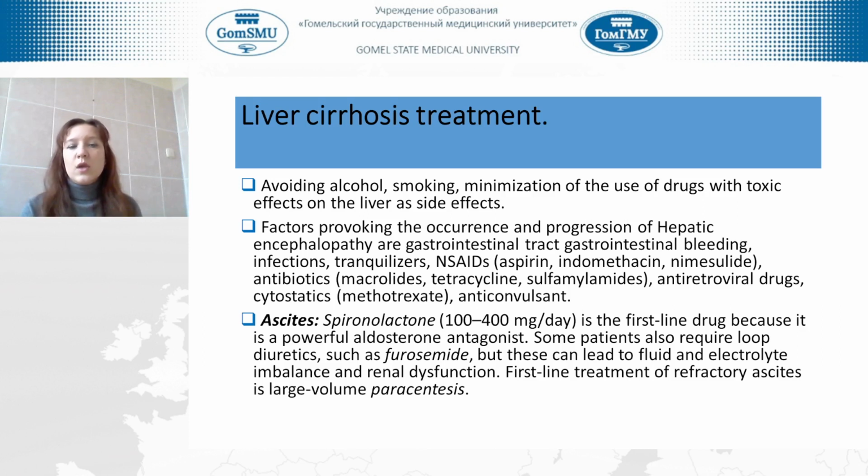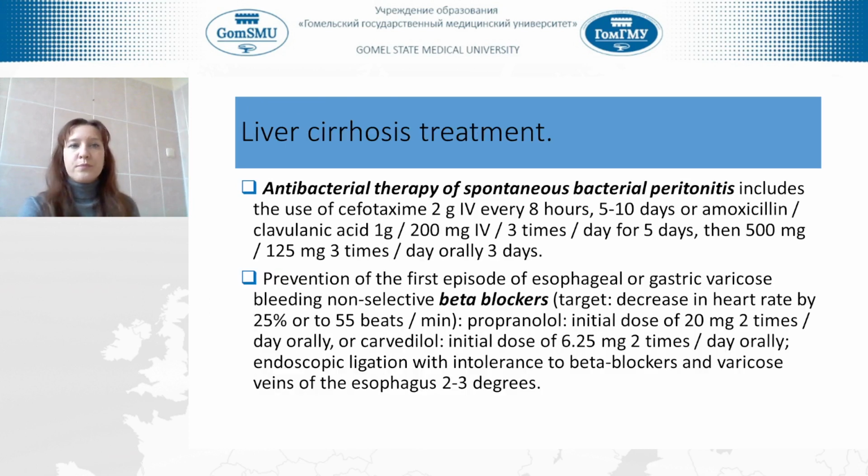Ascites treatment. Spironolactone is the first-line drug because it's a powerful aldosterone antagonist. Some patients need loop diuretics such as furosemide, but these can lead to fluid and electrolyte imbalance and renal dysfunction. So first-line treatment of refractory ascites in large volume is paracentesis. Antibacterial therapy of spontaneous bacterial peritonitis includes cefotaxime intravenously every 8 hours, or amoxicillin with clavulanic acid.